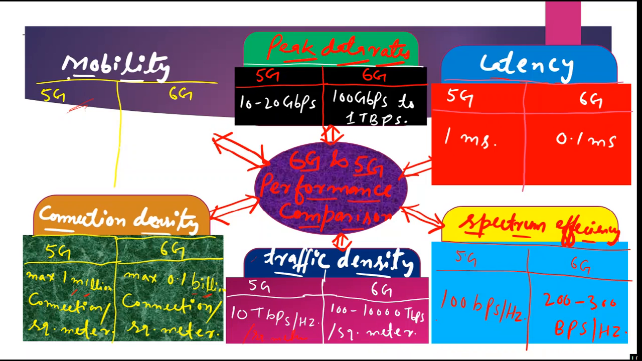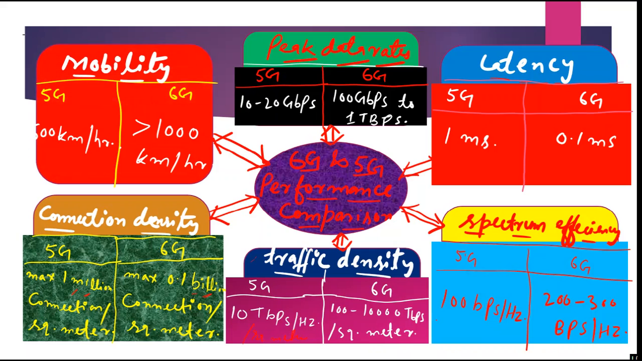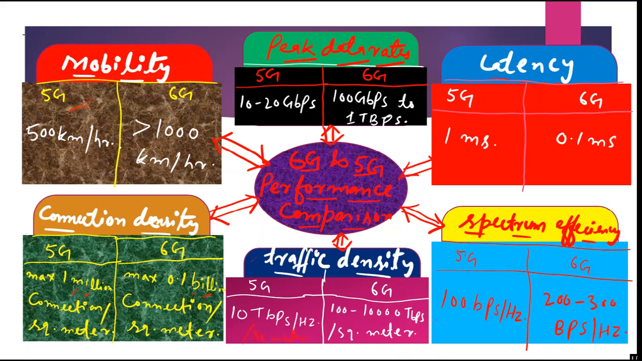So in case of the connection density per square meter area, the 6G is 10 times faster than 5G. So let's move to the next one, the mobility. In how much mobile speed will these 5G and 6G serve their users?